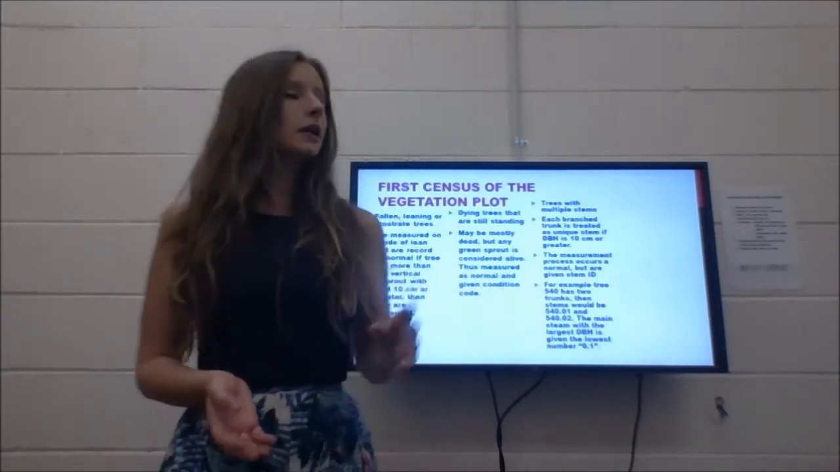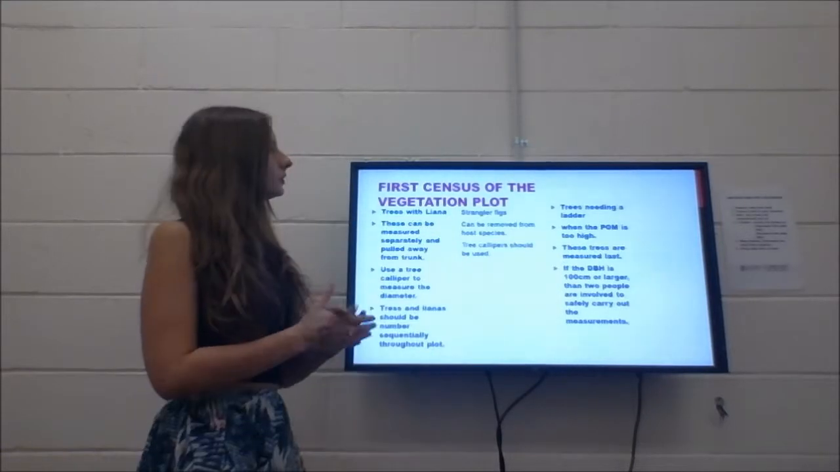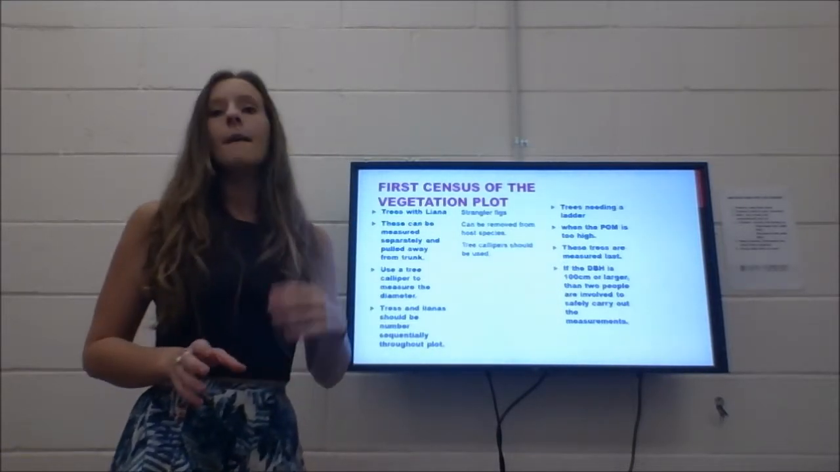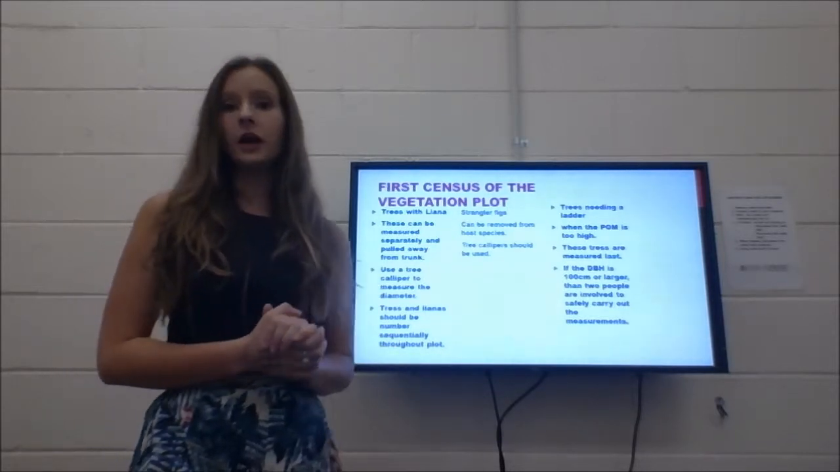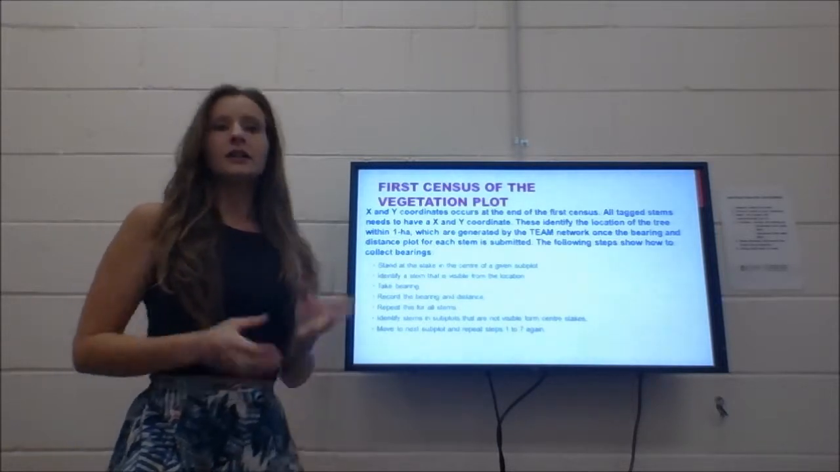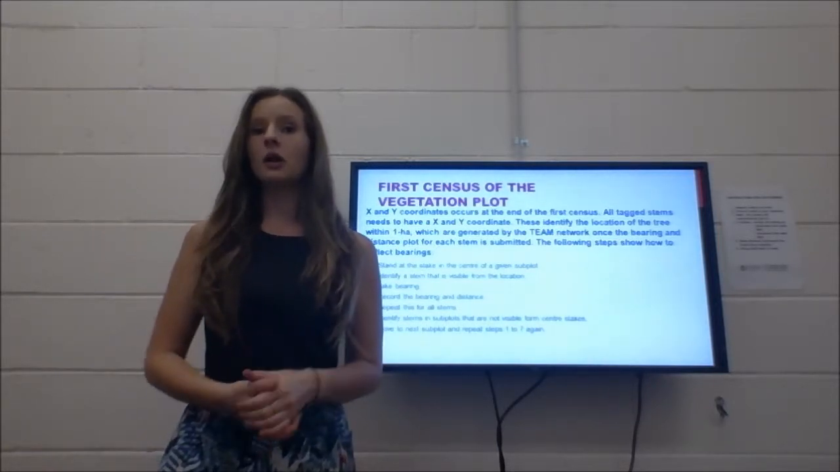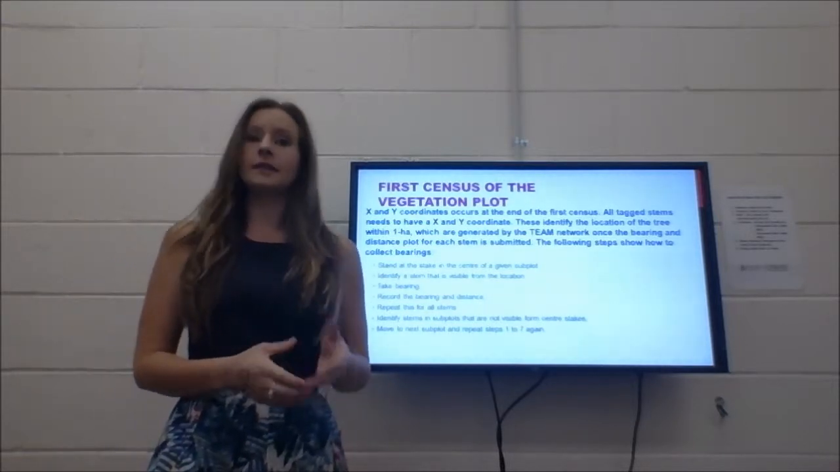Trees with multiple stems 10 cm or greater are measured and given an individual stem ID. Lianas and strangler figs are pulled away from the trees, measured and sequentially numbered. Taller trees require ladders, thus are measured last. At the end of the first census, X and Y coordinates are determined. These identify the tree's location within a plot and are generated by the team network once the bearings and distance from each stem is submitted.